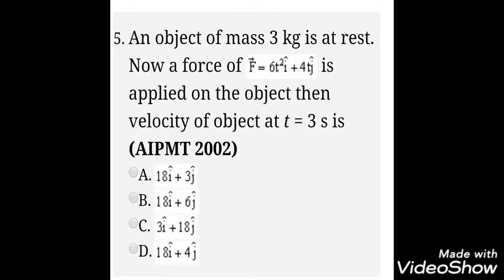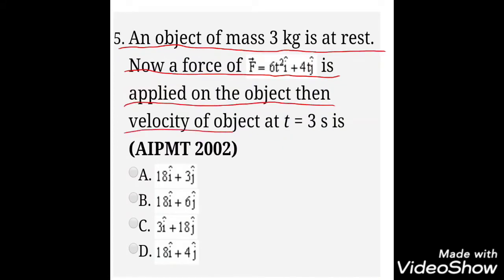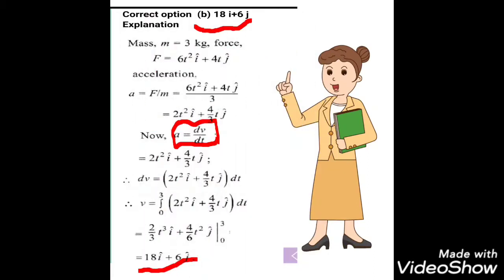Question number 5. An object of mass 3 kg is at rest. Now a force of F = 6t² i + 4t j is applied on the object. Then the velocity of the object at t = 3 seconds is: option A 18i + 3j, option B 18i + 6j, option C 3i + 18j, option D 18i + 4j. Which one is the correct option? The answer for question number 5 is option B, 18i + 6j.